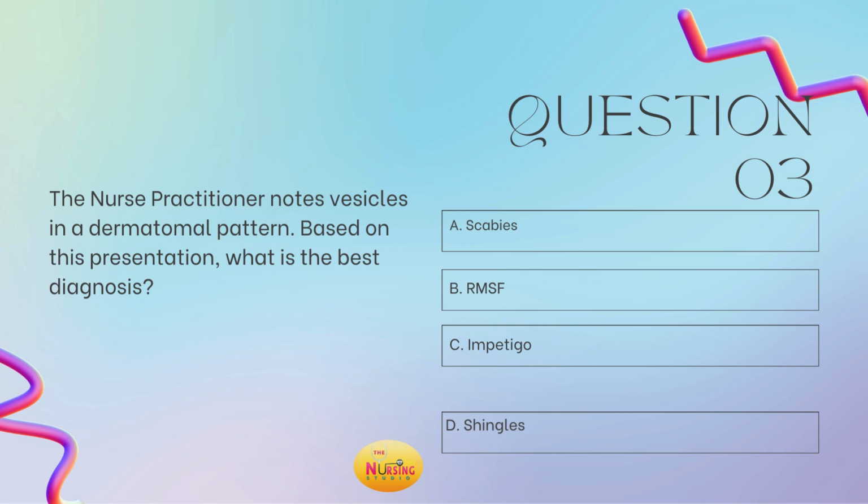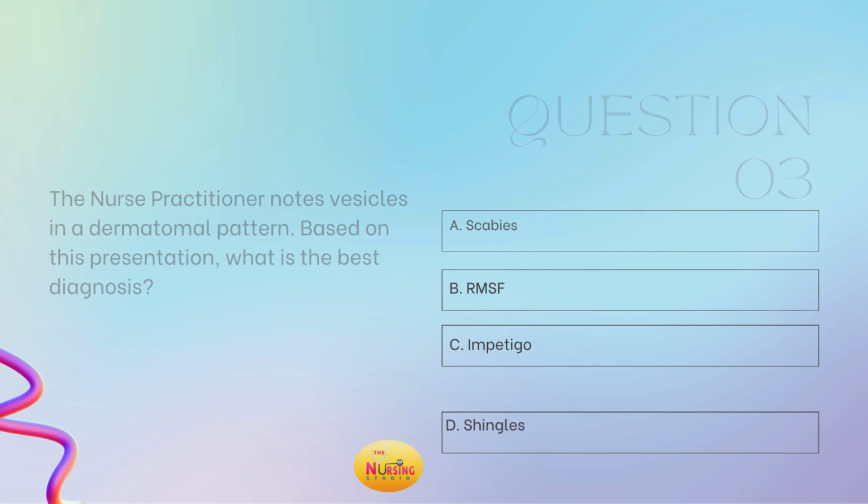All right, so the stem of this question states, based on this presentation, what is the best diagnosis? So we need to run it back and see what the presentation is, right? So it's vesicles in a dermatomal pattern. When I say this, you say that. If I tell you vesicles in a dermatomal pattern, hands down, you should think shingles. Answer is D.